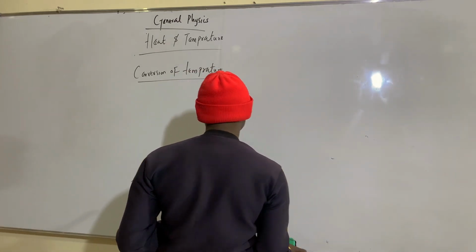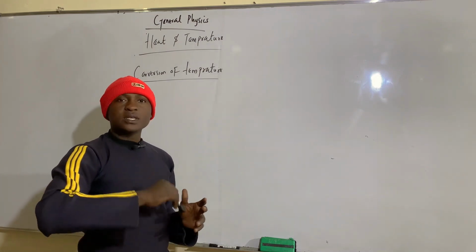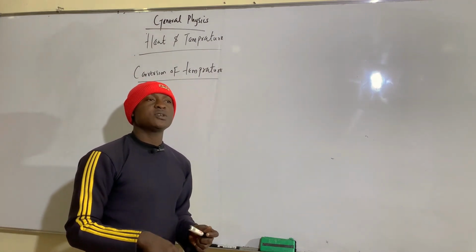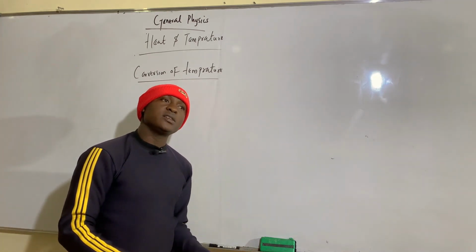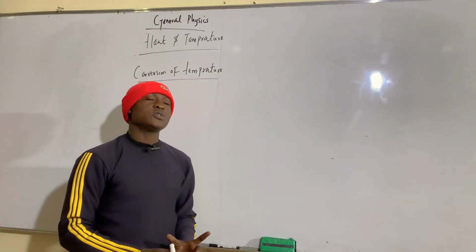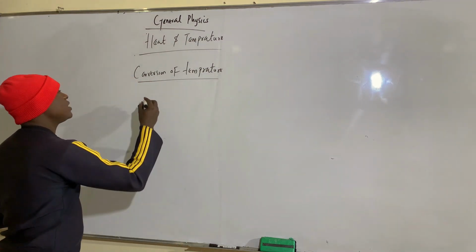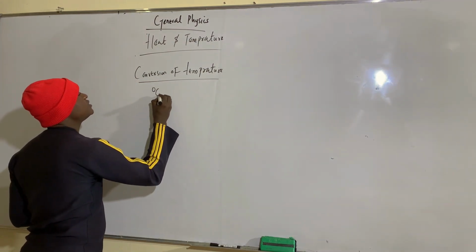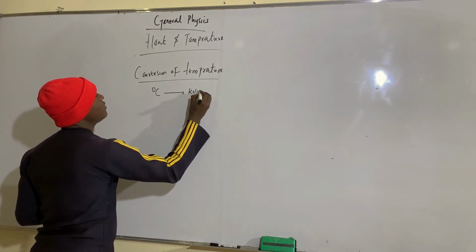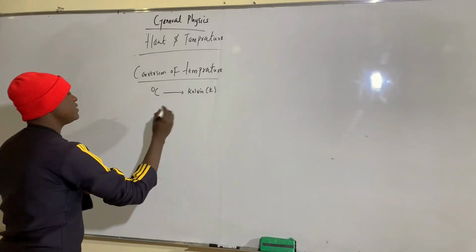It can be converted from one unit to another, either from degree Celsius to Kelvin, or from Kelvin back to degree Celsius, or from Fahrenheit to Rankine, or from Fahrenheit to degree Celsius. Anyhow, we have to convert it. I will break it down so that you can know how to convert your temperature. So let's first take a look at how to convert from degree Celsius to Kelvin, or from Kelvin back to degree Celsius. We have a standard formula for that.